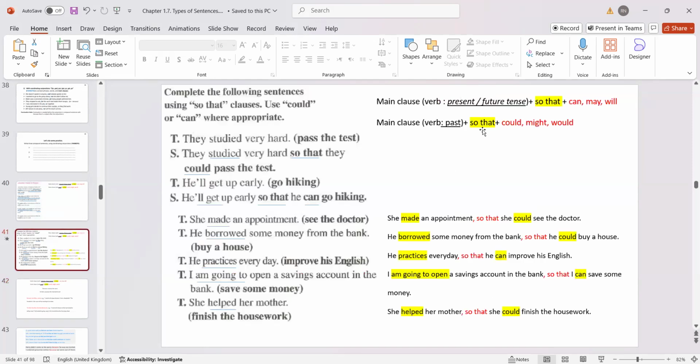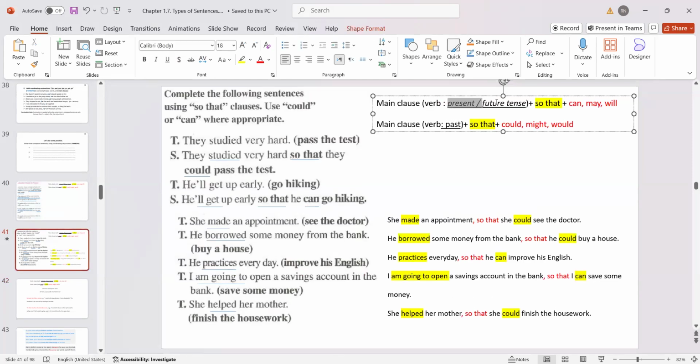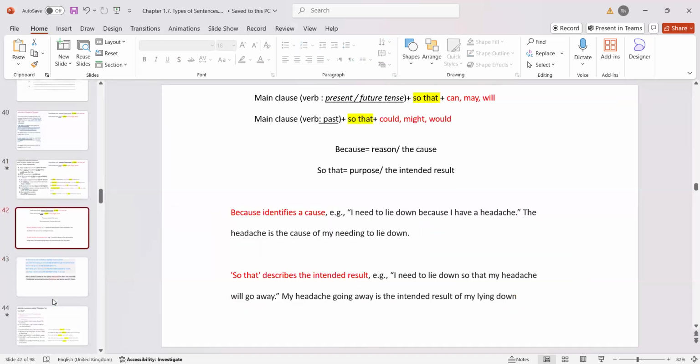And if you have present or future tense in the main clause, "so that" is followed with can, may, or will. But if you have past tense in the main clause, "so that" is followed with could, might, or would. So we talked about these.